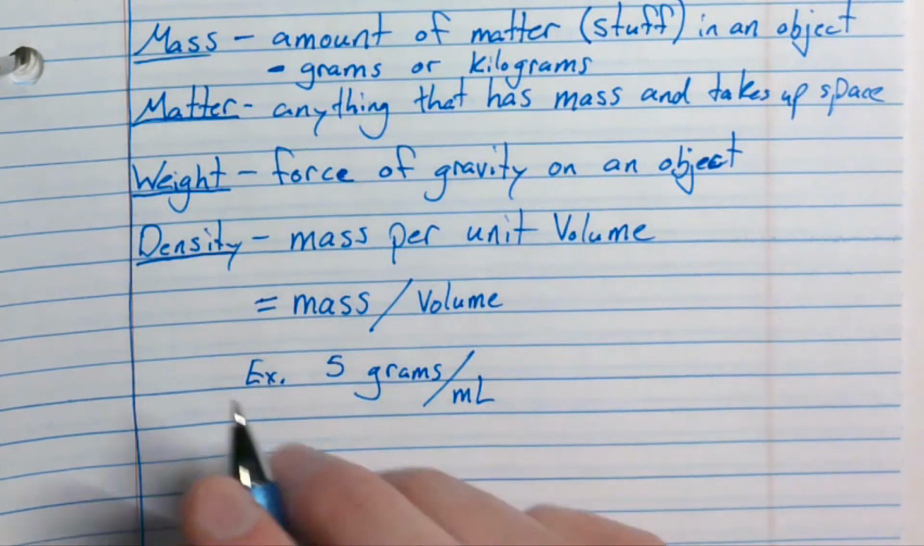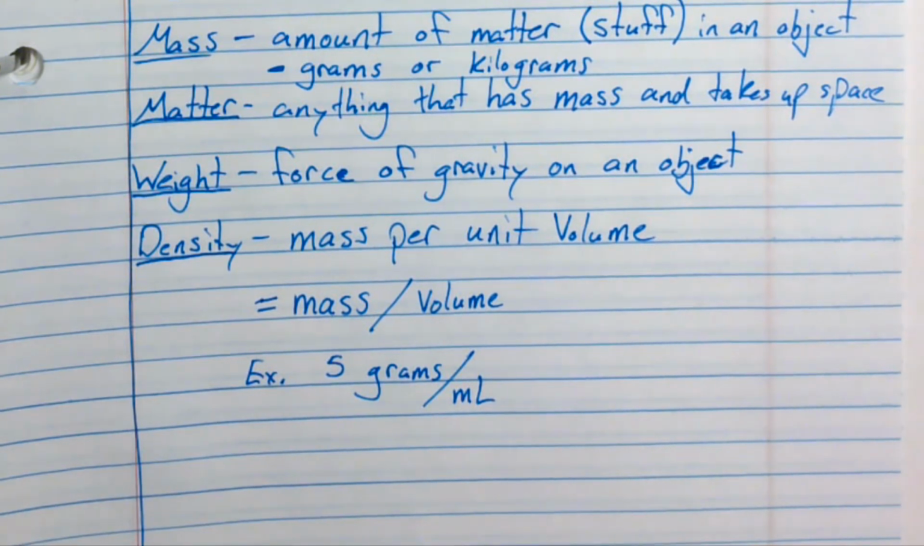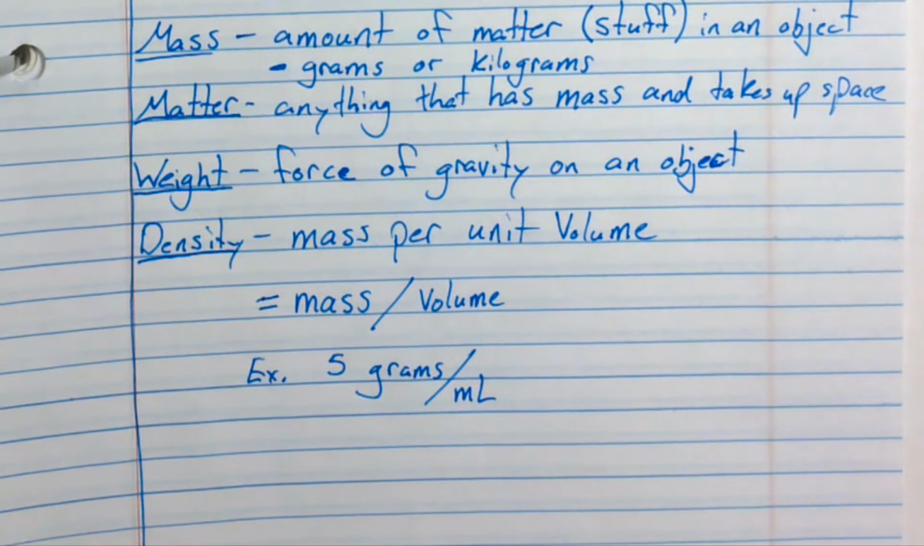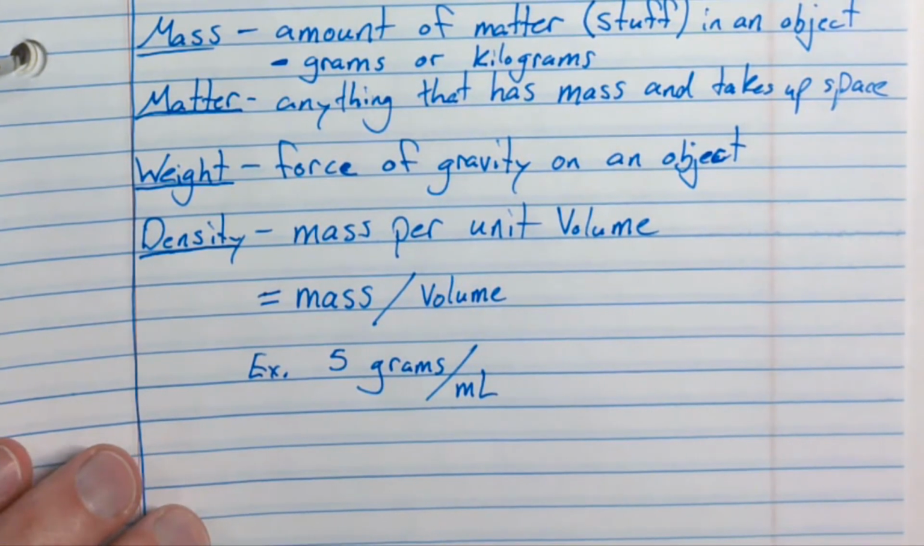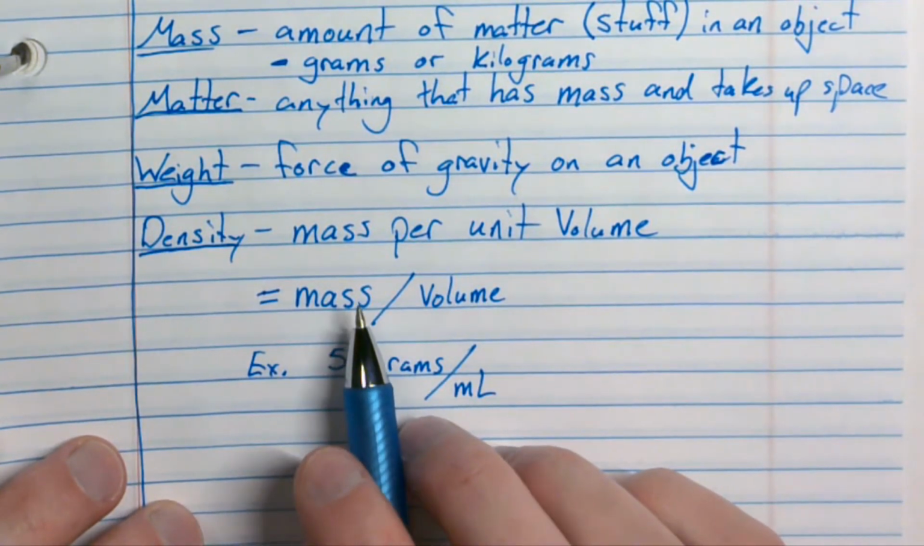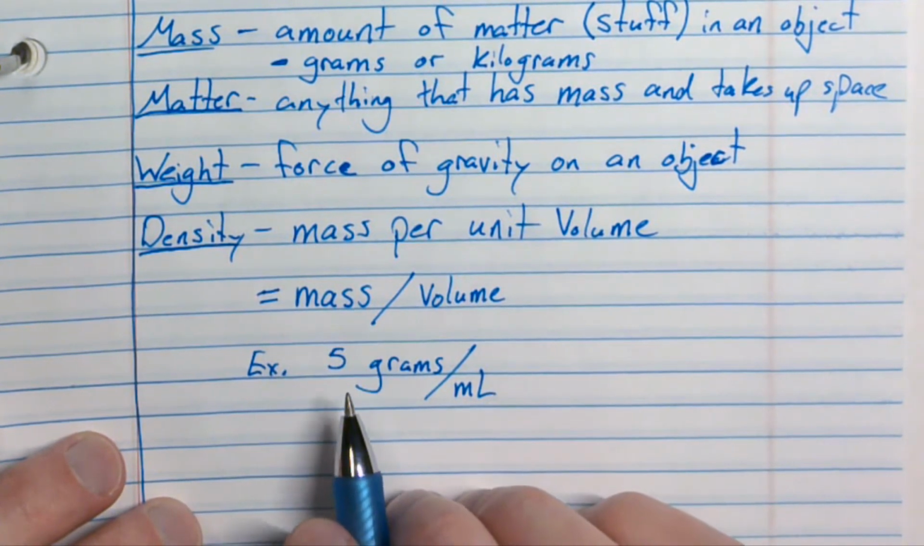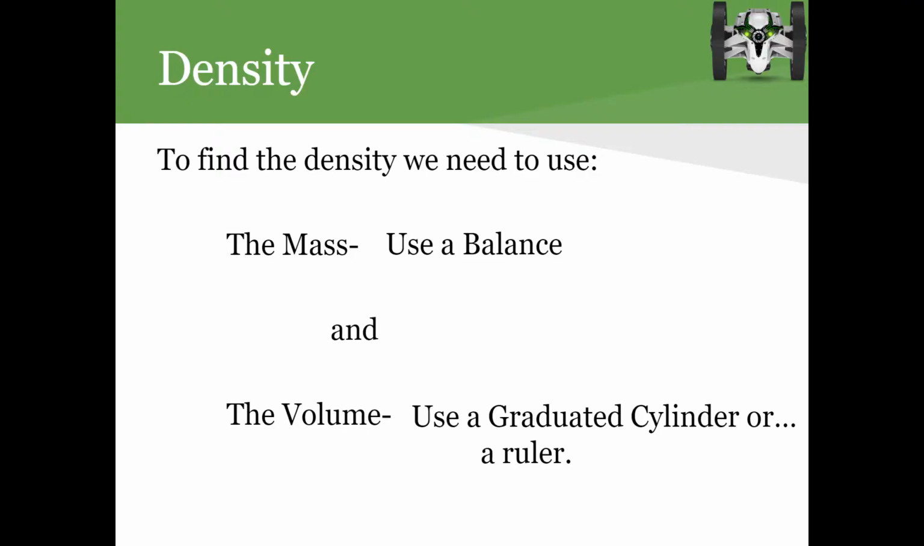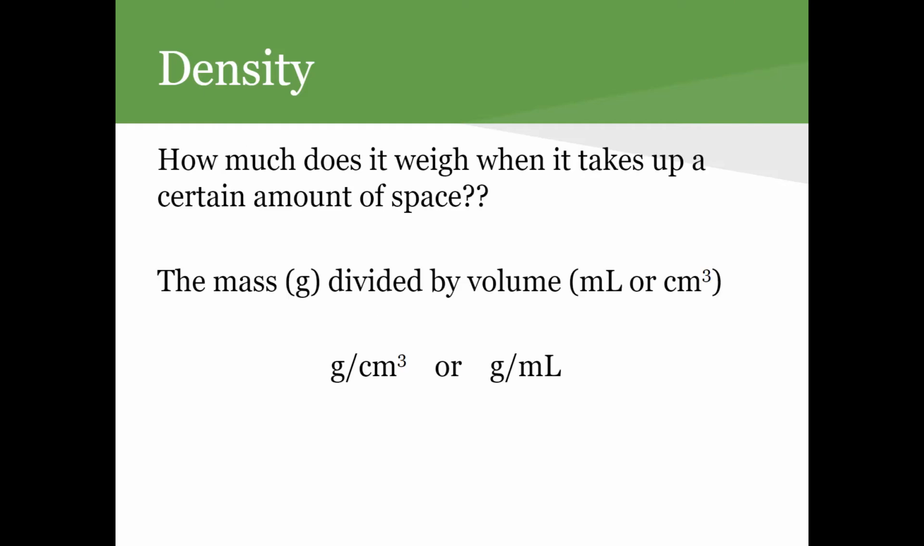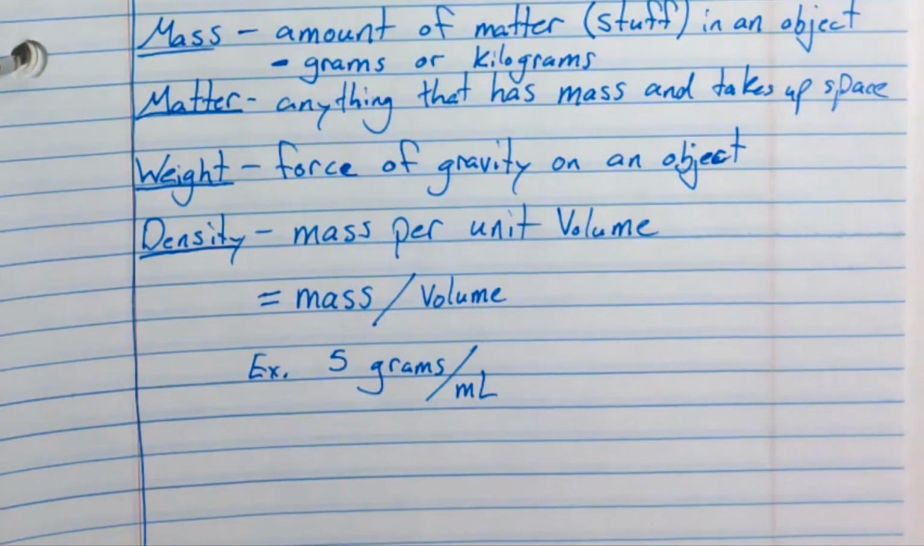So in order to find the density, we need the mass and the volume. And so we would find those, for one, the mass, I would find using the balance, and I would find the volume using either a graduated cylinder, if it's a weird shape, or I could just use a ruler and find the length times width times height. So that's the basic question that density is answering. How much does it weigh, or how much mass does it have? And based on how big it is.